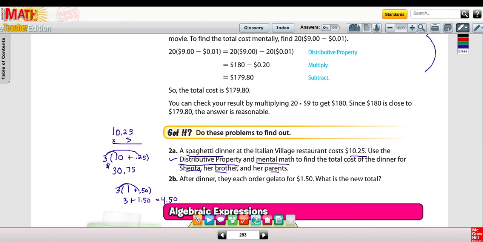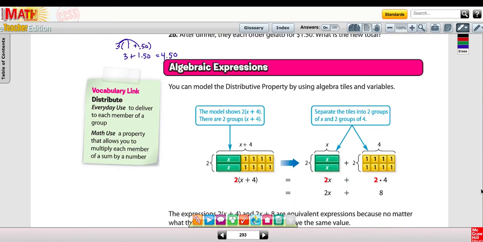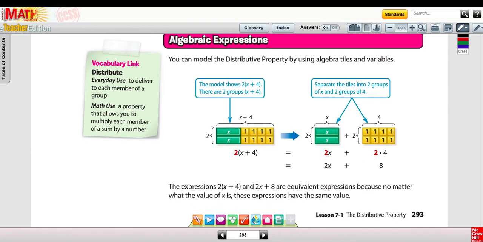Again, not the only way to solve problems, but this distributive property can be used to break up problems into smaller ones so that you can do them mentally. So now we're moving into some algebraic expressions. And remember, the difference between numerical and algebraic is that there are variables involved.